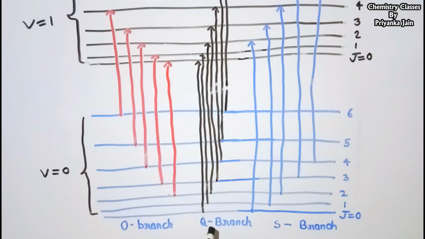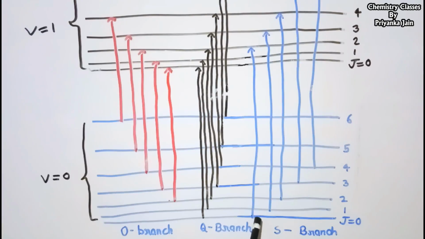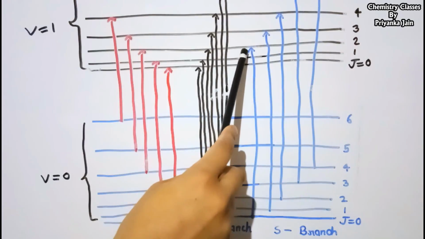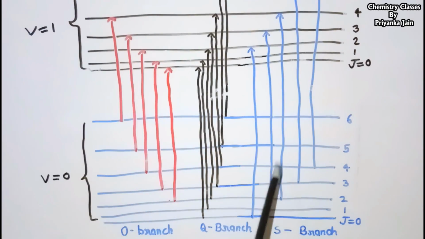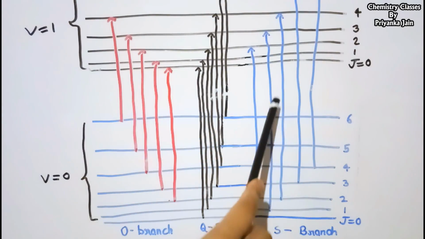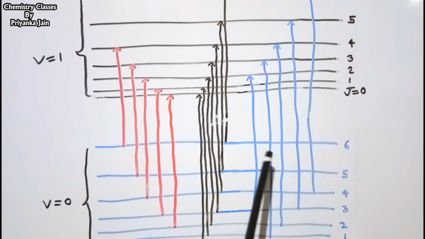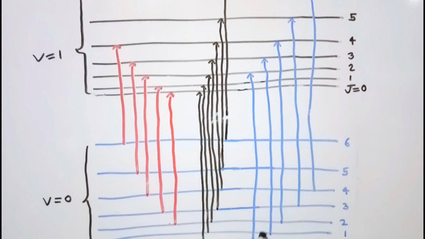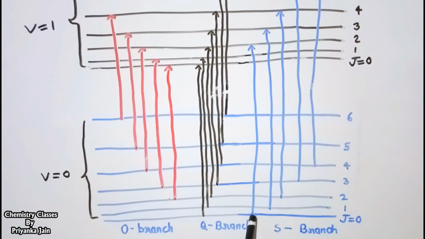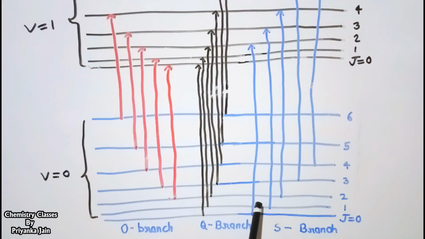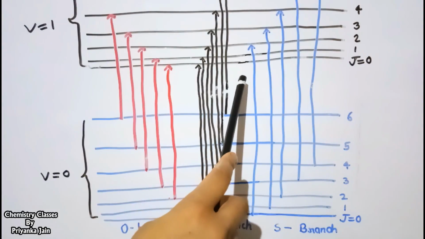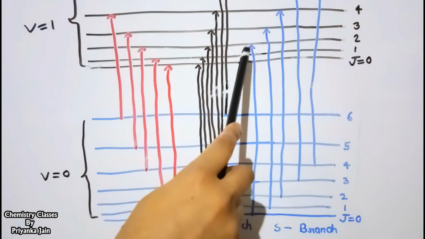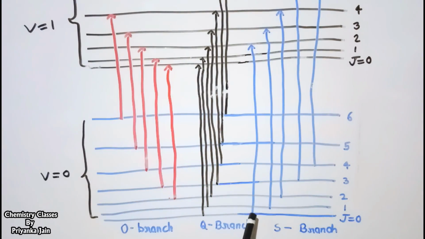Similarly, when we see the value of ΔJ is equal to +2, then we observe the S branch of the lines. This is a transition from J is equal to 0 to J is equal to 2, J is equal to 1 to J is equal to 3, and similarly different transitions are taking place in which the value of the quantum number is increasing by 2. The molecule is excited from a rotational level to another rotational level of the other vibrational state, that is increasing by 2. So we observe the S branch.